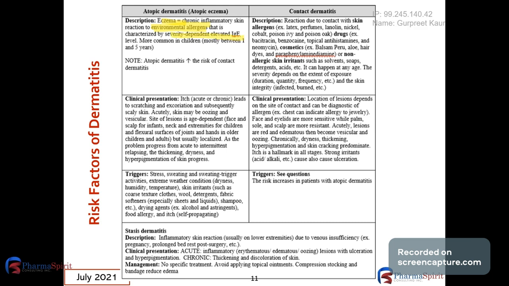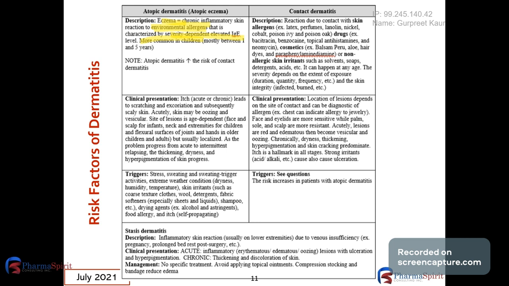So when the condition is mild, the immunoglobulin E is mildly elevated. When it's moderate, the immunoglobulin E is moderately elevated. When it's severe, it's severely elevated. And eczema is more common in children, mostly between 1 to 5 years of age. And actually having atopic dermatitis at young age can increase the risk of contact dermatitis later in life.